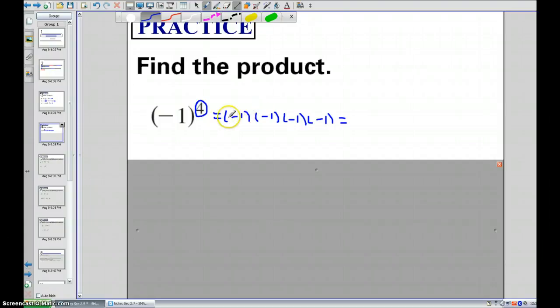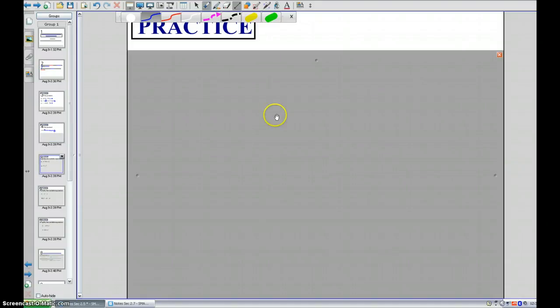Matching up with our 4, we have an even amount of negative factors, so our answer will have to be a positive number, and negative 1 times negative 1 times negative 1 times negative 1 is simply just 1. But now we can just look at the exponent. We can look at the power that our exponential expression is raised to, and our base is negative 1, so we have to have a positive number.